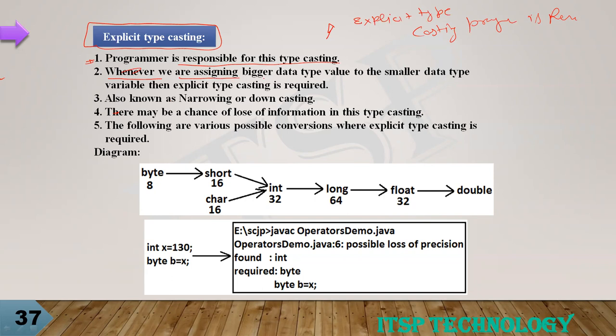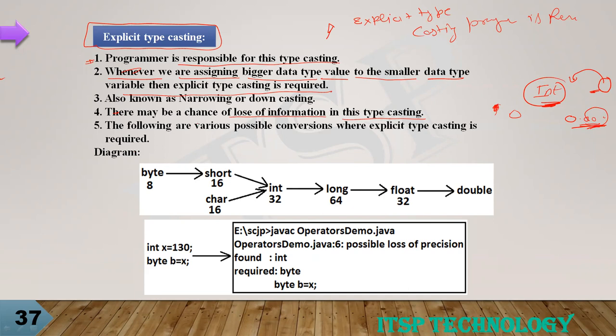Okay. Whenever we are assigning a bigger data type value to a smaller data type variable, then explicit typecasting is required. What is that? If you cast a double data type to int, then typecasting is required. So we need to typecast the double value to int. There may be a chance of loss of information in this typecasting. You can see double is this type, double and float, like 0.0 something. But int is this type. Just like before the point, it will assign it. So only after that point, it loses the data.